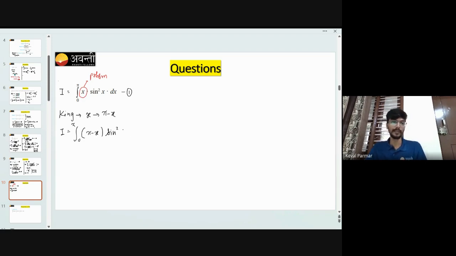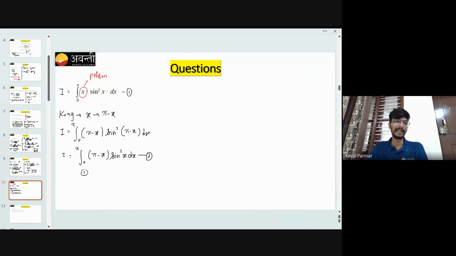Sorry, sine square pi minus x dx. Correct? What is sine pi minus x? Sine pi minus x is sine x. Allied angles. So I'll get integration 0 to pi, pi minus x into sine square x dx. This is equation number 2.